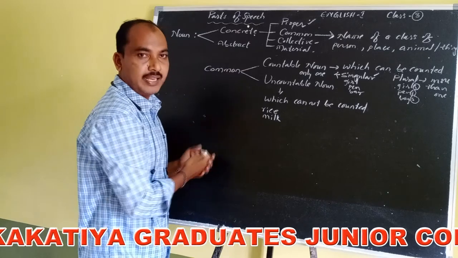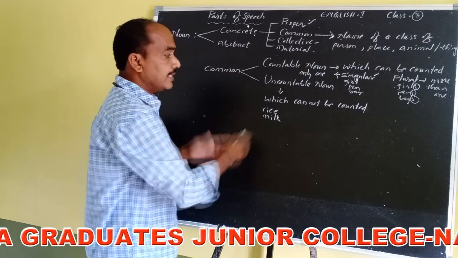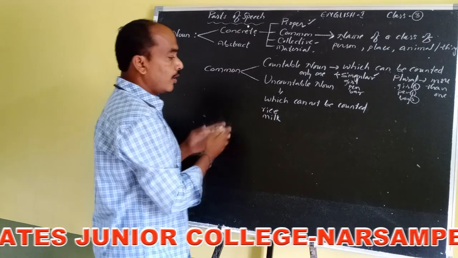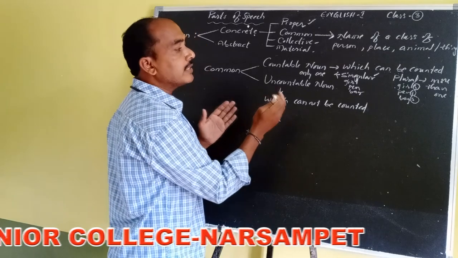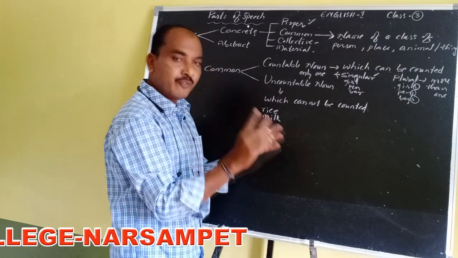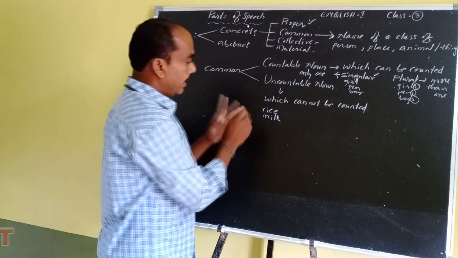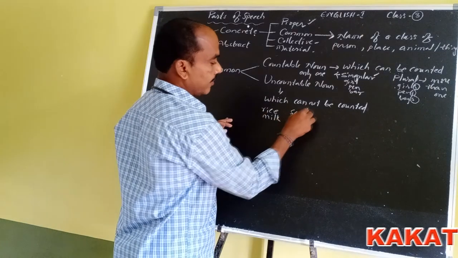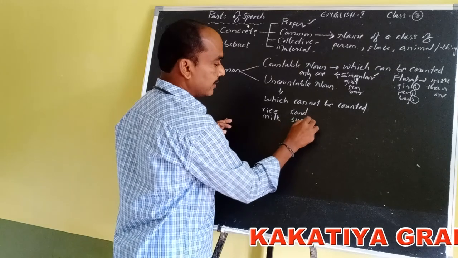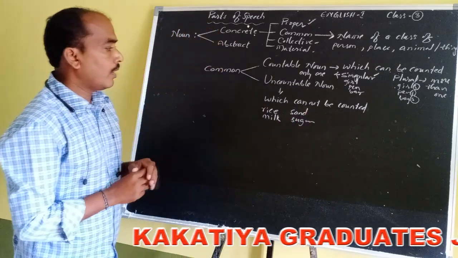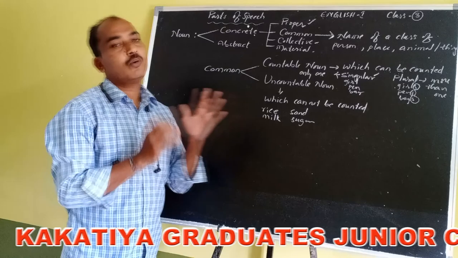Don't add any S form to it. Why? Because it is uncountable. Uncountable nouns have no singular and plural form. They have only one form, no other plural forms. Okay? Rice, milk, sand, sugar. That's all. They don't have any plural form.